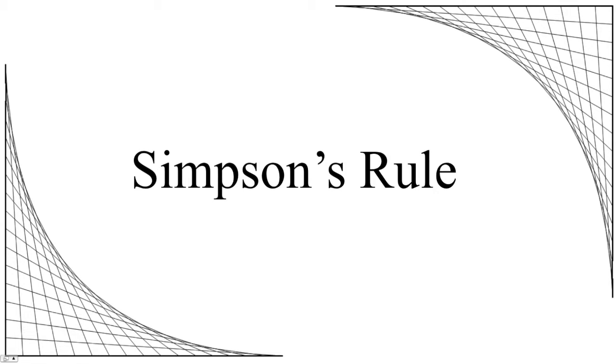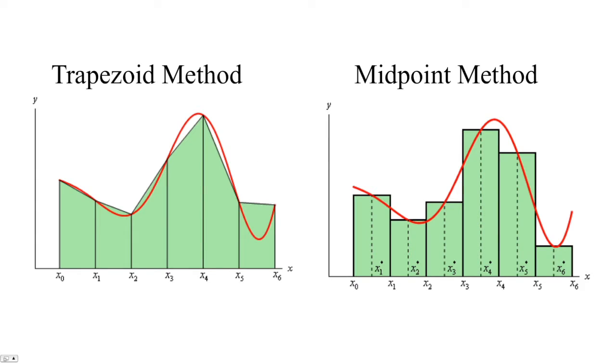Simpson's rule, also known as Simpson's approximation, is a formula used to calculate the approximate value of a definite integral or the area under a curve. Other methods used to approximate the area under a curve are the trapezoid method and the midpoint method.